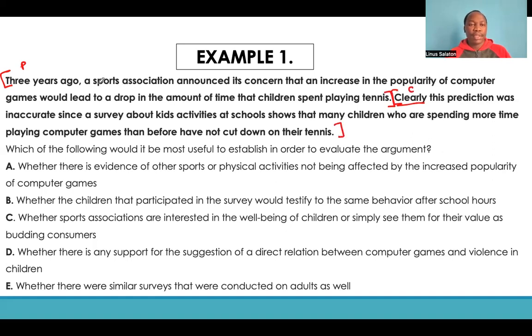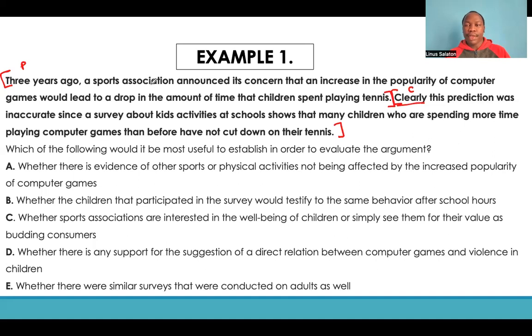So the premise that the author presents in this argument is that 3 years ago, a sports association announced its concern that an increase in the popularity of computer games will lead to a drop in the amount of time the children spend playing tennis. All right.